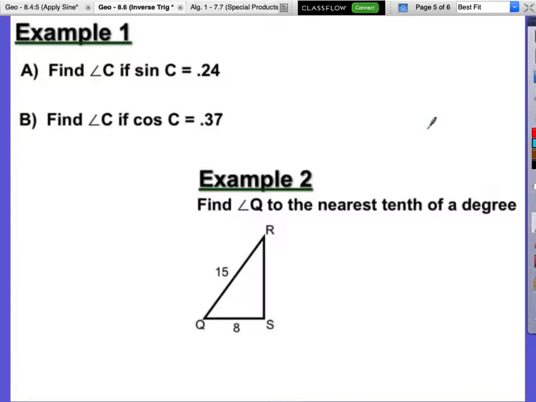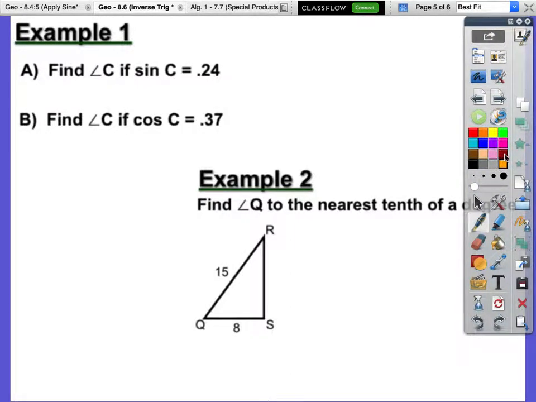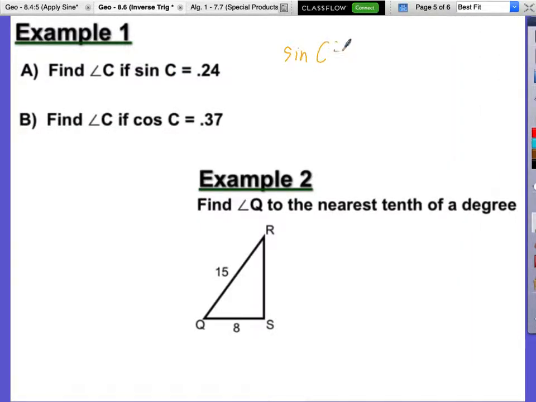So on example 1 here, we're supposed to find angle C if sine of angle C is equal to 0.24. I'm going to rewrite this just to give myself a little more room. We need to get angle C by itself, but currently we're taking the sine of it. So how do we undo the sine? How do we get rid of that sine? We take the inverse sine of this side. We're not going to choose inverse cosine, would we? We're going to choose inverse sine.